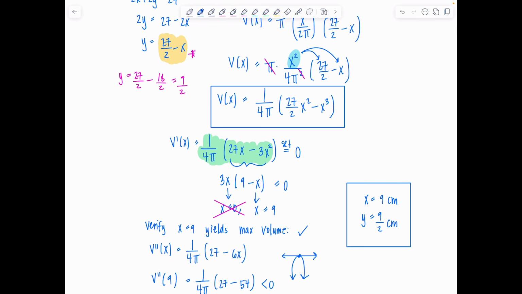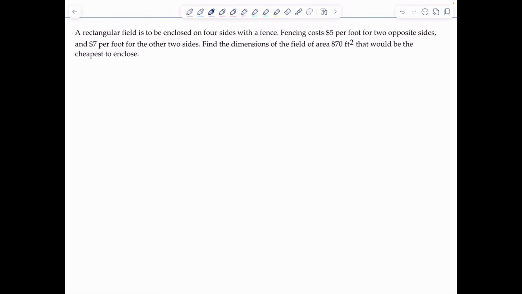Good? Okay, I got one more for you. A rectangular field is to be enclosed on 4 sides with a fence. Fencing costs $5 per foot for 2 opposite sides and $7 per foot for the other 2 sides. Find the dimensions of the field of area 870 feet squared that would be the cheapest to enclose.